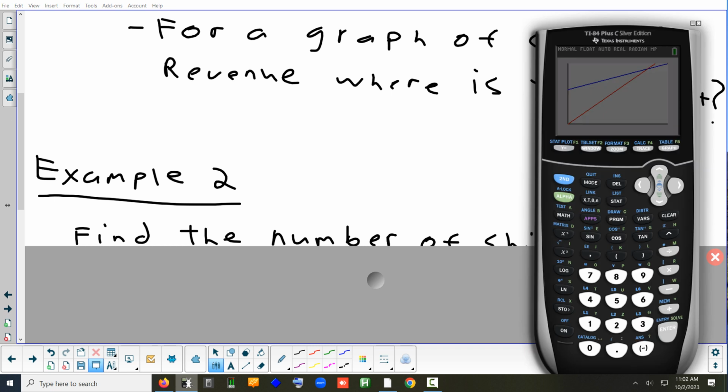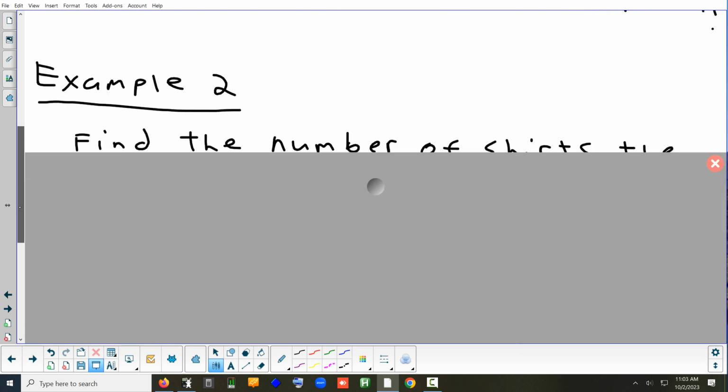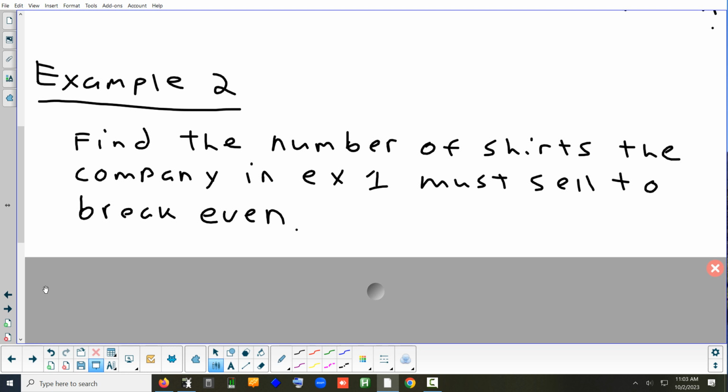We typed in the equations, we set the window, and we hit graph. So that took us maybe about a minute. Now the last thing we have to do is calculate the intersect. So we'll finish that up on the calculator in a second. Okay, so find the number of shirts that the company has to sell to break even.